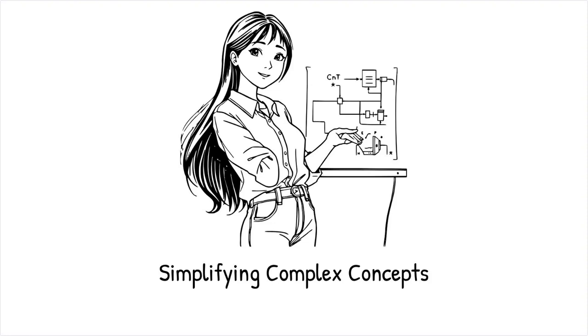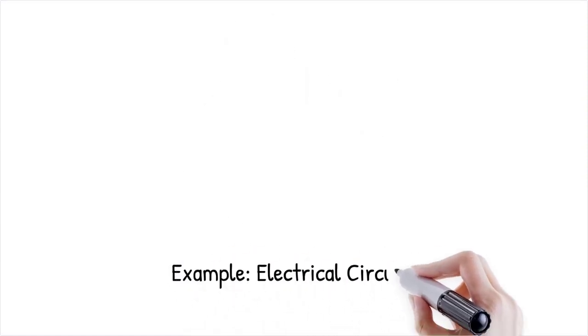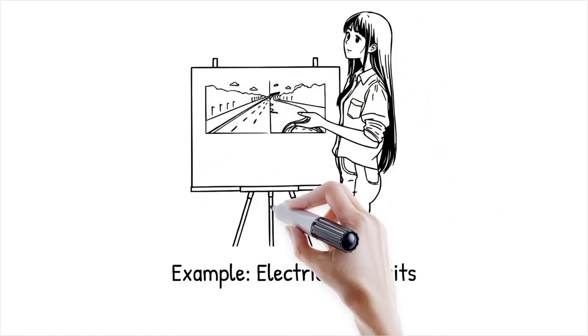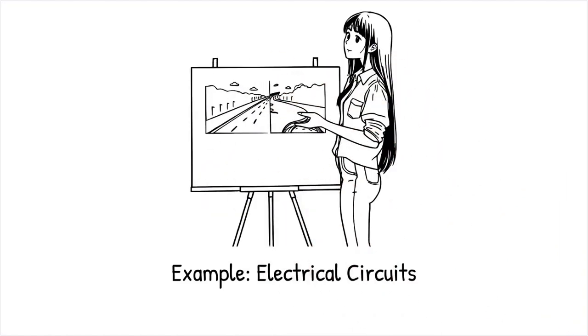To explain electrical circuits, a student might compare the flow of electrons to water flowing through pipes, highlighting similarities in resistance and flow. It's like comparing a busy highway to a water stream. Both systems involve movement, obstacles, and flow, making the abstract concept more relatable.